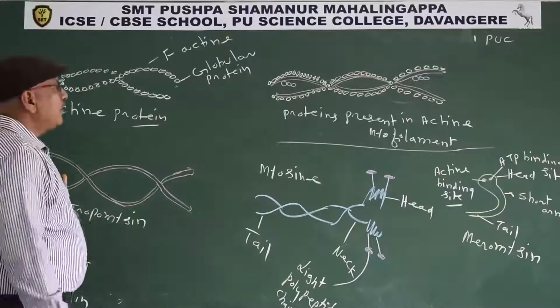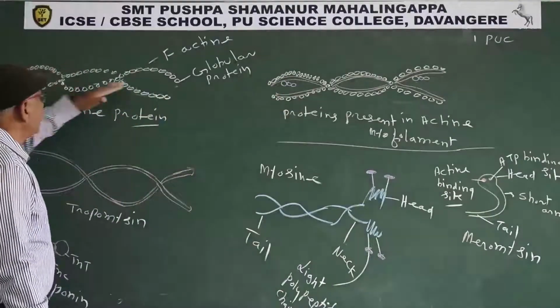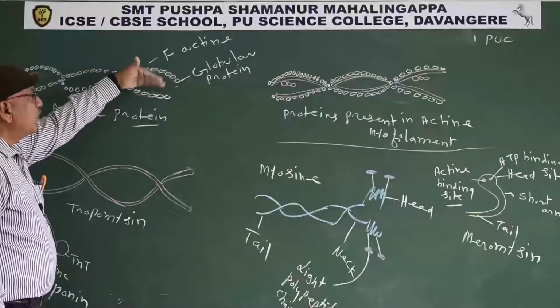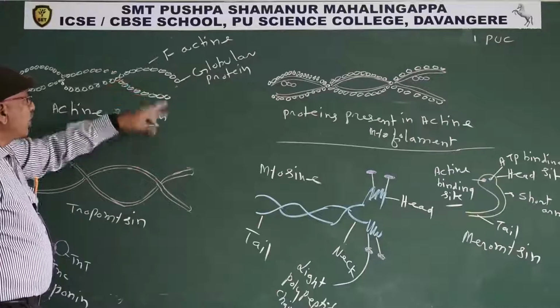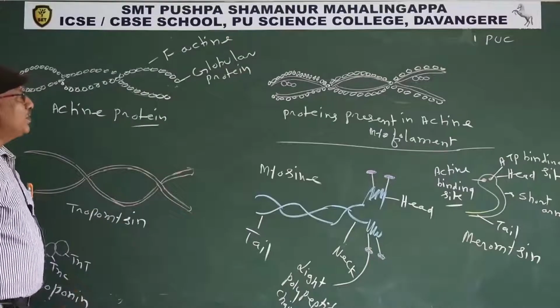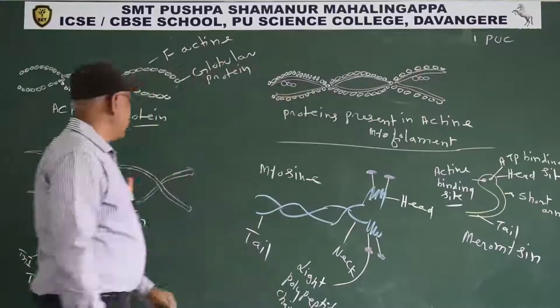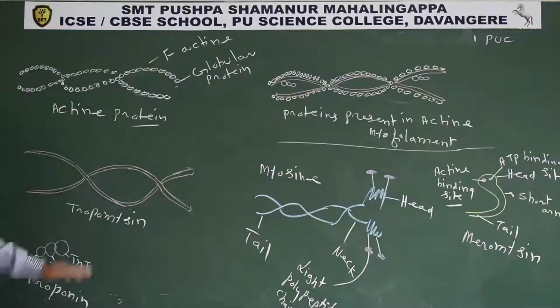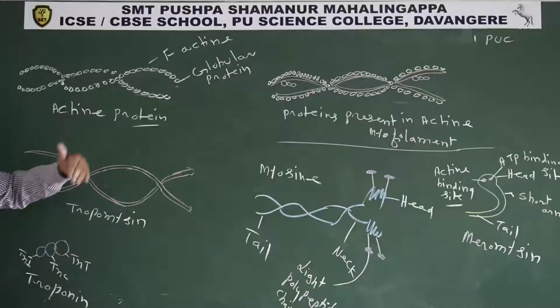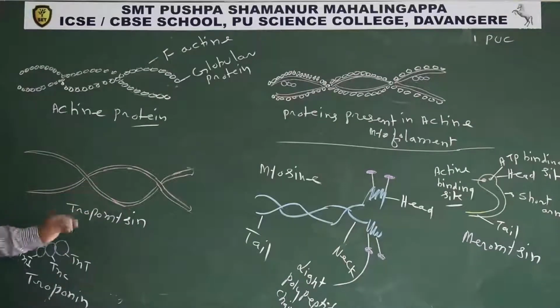In the presence of calcium ions, the troponin-tropomyosin complex moves away from the active sites. For example, in this diagram, it may not be visible, but the complex moves away and the active sites are exposed. In the absence of calcium ions, the troponin-tropomyosin complex covers the active sites. So in the presence of calcium ions, the complex uncovers the active sites; in their absence, it masks them. That's why tropomyosin and troponin are known as regulatory proteins.